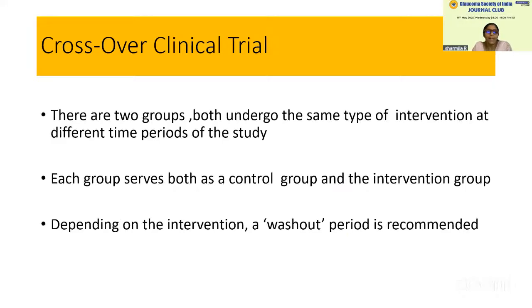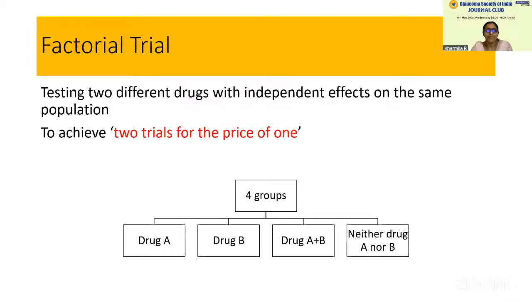So in this way, there are two groups, and both of them undergo the same type of intervention at different time points of the study. In this way, each group will serve both as a control as well as an intervention group. And depending upon the intervention, a washout period is also recommended. This is generally preferred only for drug trials because washout is possible, and any surgical mode of treatment is not reversible. So you cannot use this for surgical assessment outcomes.